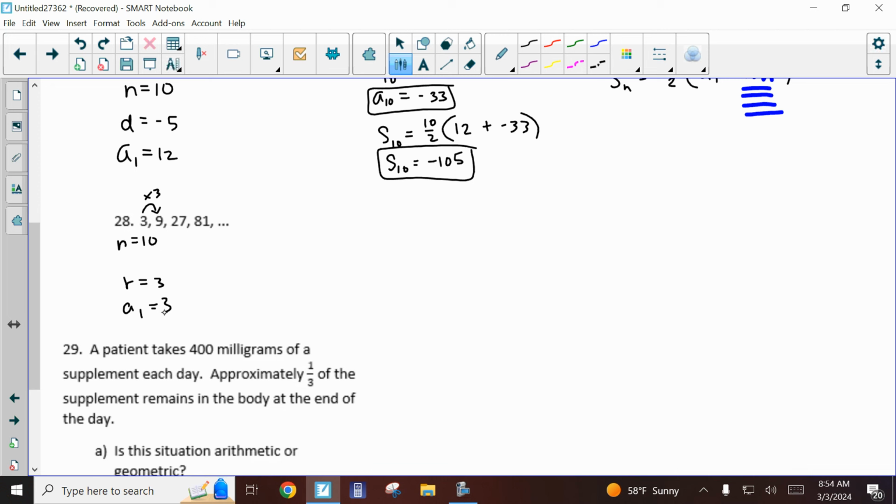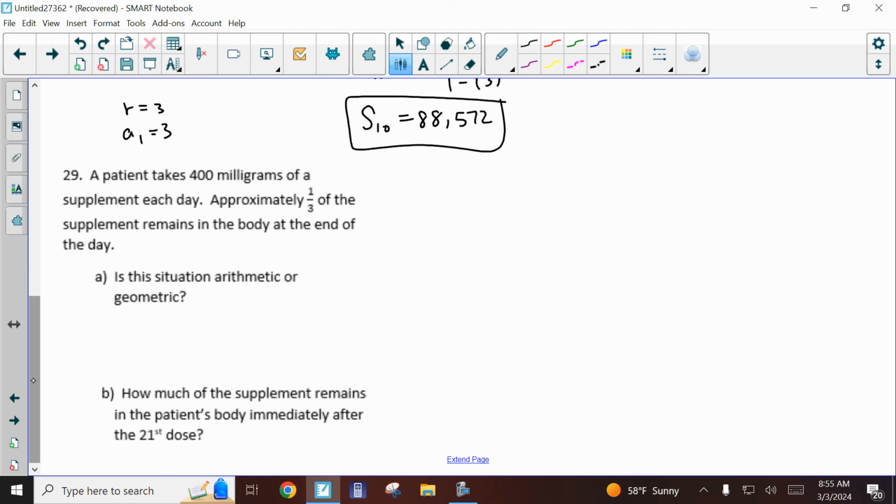All we need to do is calculate the sum of the first 10, which is equal to the first number, which is 3, times 1 minus r to the 10th power, over 1 minus r. Let me double check this in my calculator. I'm going to put a fraction. Oh, hang on a second, it's not 3 minus, it's 3 parentheses 1 minus 3 to the 10th, and then down at the bottom, I'm going to put 1 minus 3. So this answer, S of 10, gives us 88,572.